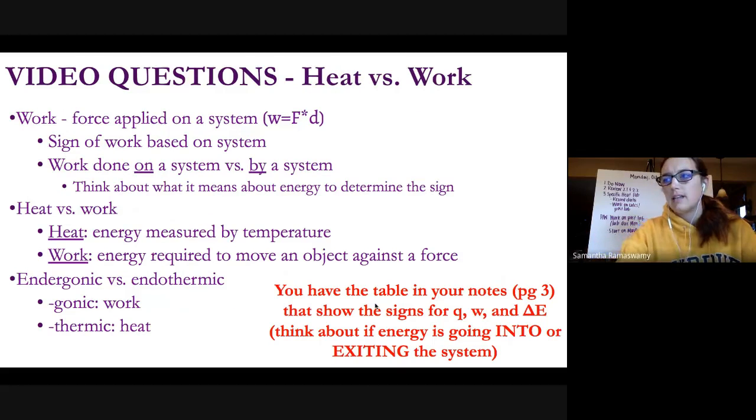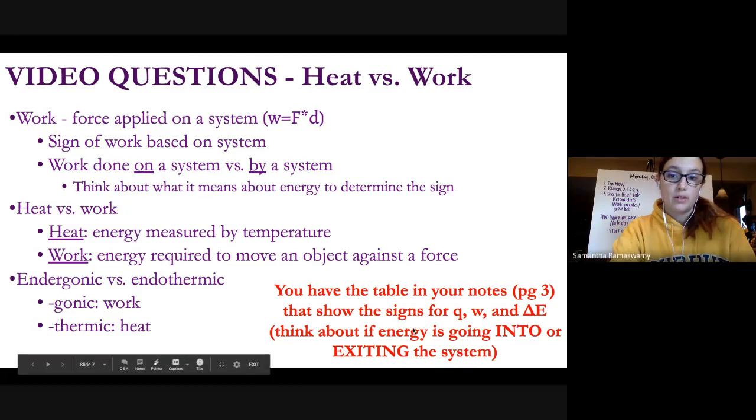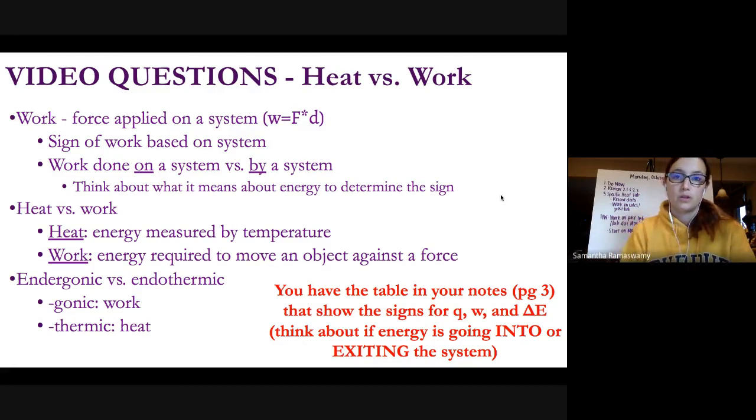So then looking at heat versus work. We focus a lot in thermochem on heat, but there is another type of energy, and that's work. Work is when you apply a force on a system. So to calculate work, it's force times distance. Now you can choose the sign based on whether the work is done on the system or by the system. And the signs for work and for Q are on page 3 of your notes. There's the table that shows your signs for Q, W, and delta E. Just always remember that you're focusing on the system.